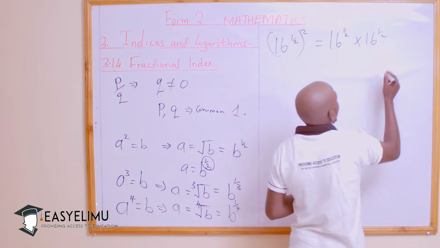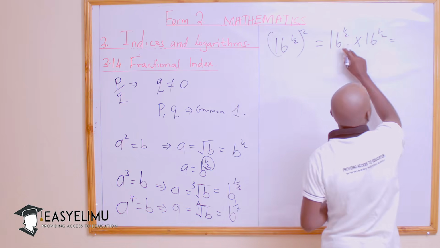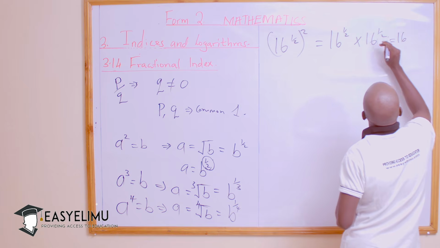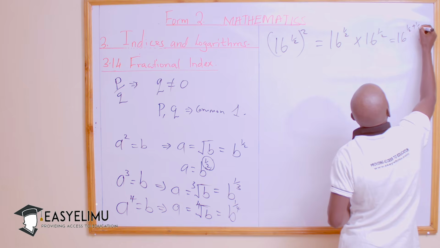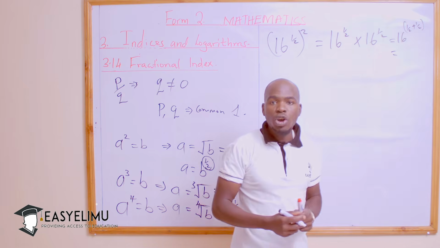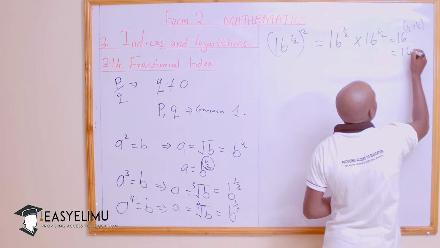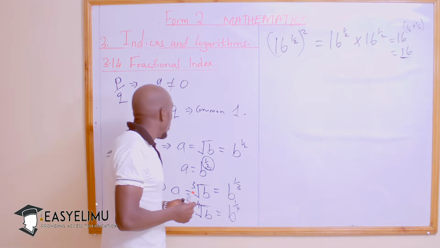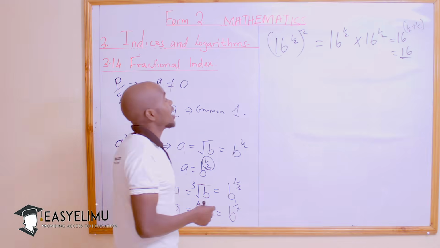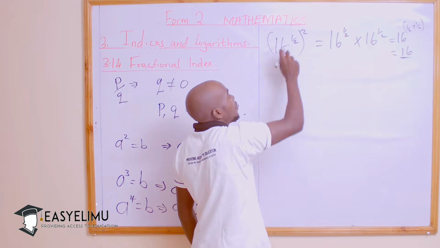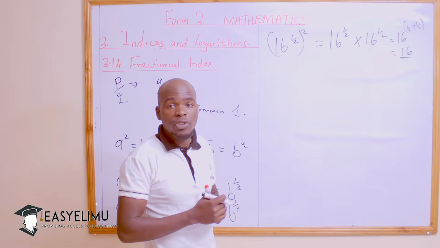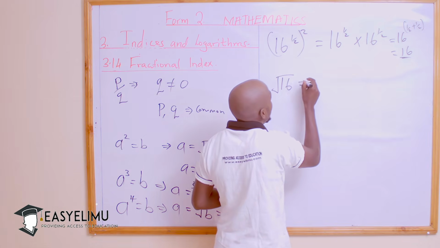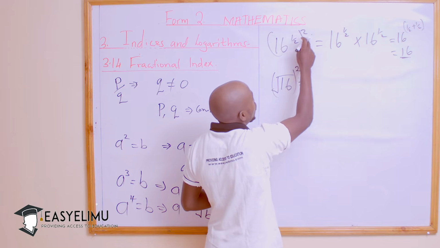And according to the first law of indices, this is the same as writing 16 raised to a half plus a half, since we have the same base. And this is going to give you 16 raised to 1, which is the same as 16. Following the fractional index law, you will find that 16 raised to a half, which I have said is simply the square root, so you will have the square root of 16 and you will have to raise it to 2.